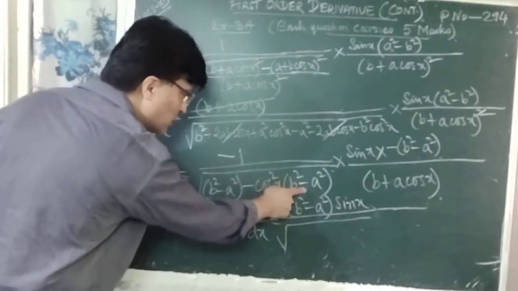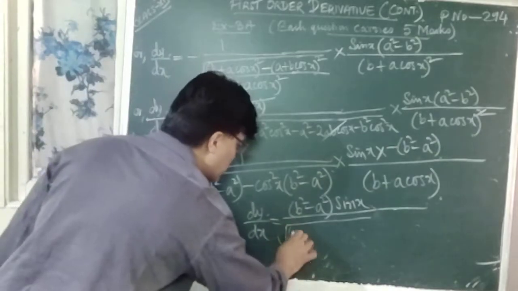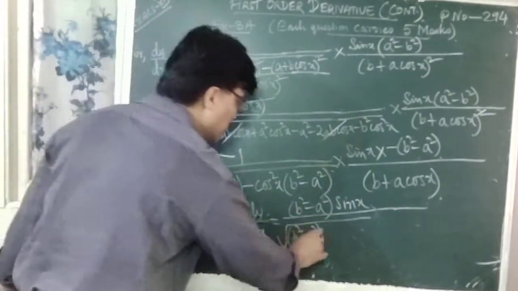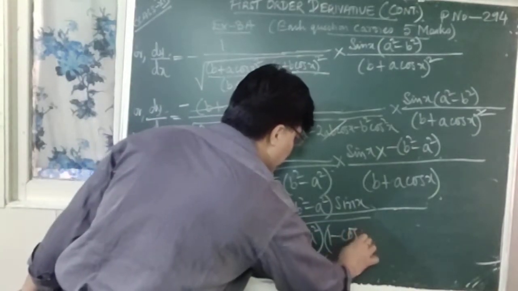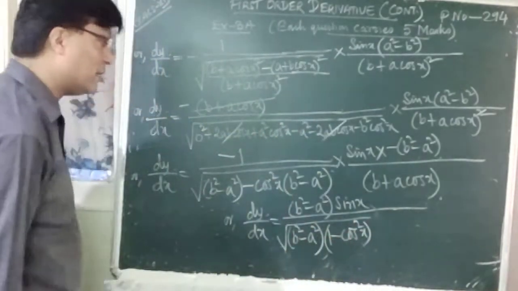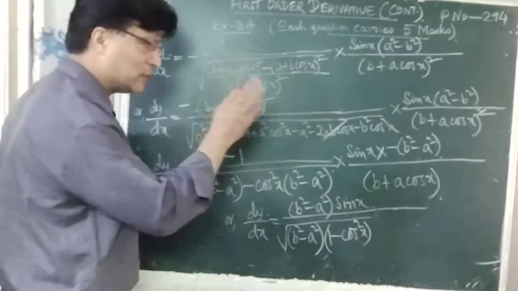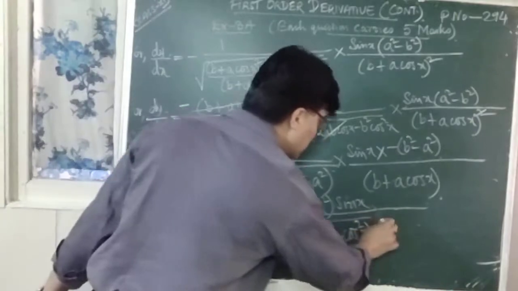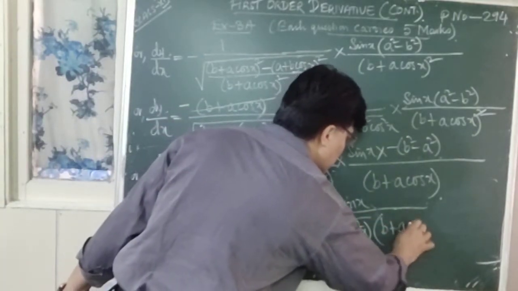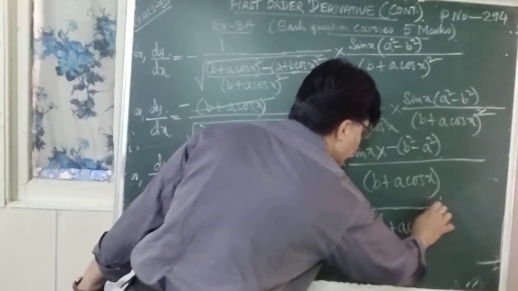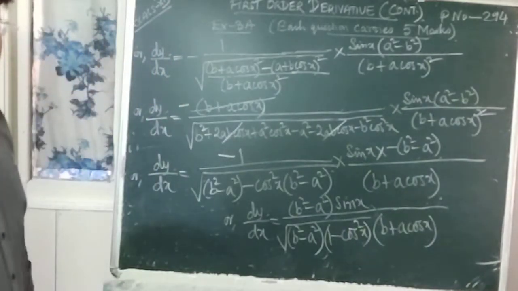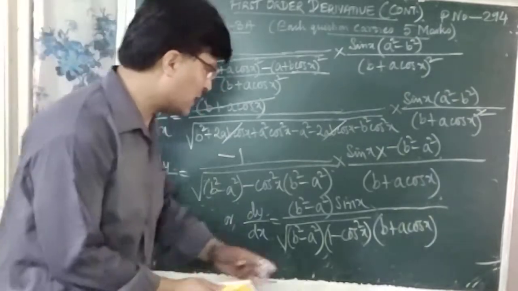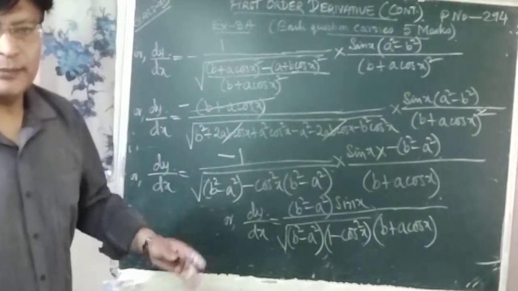What is common out here? It is b square minus a square, right? So b square minus a square is taken common. So within bracket, what do we get? It is 1 minus cos square x. And again there is another expression outside square root, that is b plus a cos x. So is that understood now? So we are getting dy by dx in the simplified form.